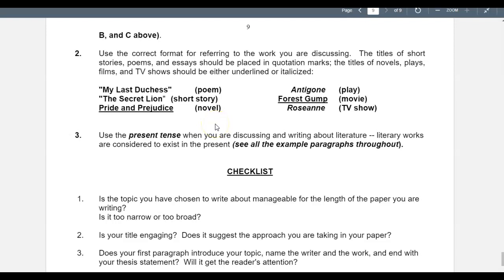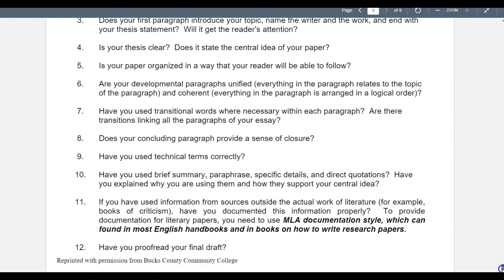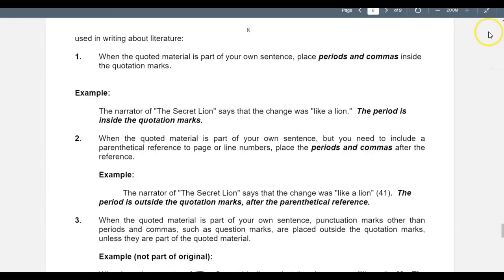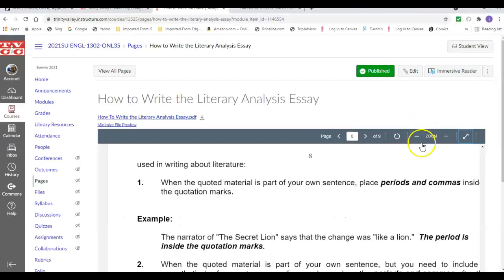When you are discussing the short story, it's going to go inside quotation marks. You don't put it in bold. Sorry about that. They have it in bold and I don't get to touch this. But you do put the title of a short story inside quotation marks. And then it has a checklist, key points for you to look at. And again, this was from Bucks County. So hopefully you've gone through and looked at that one.